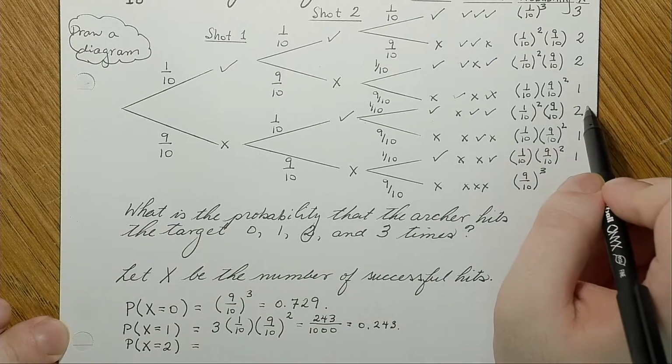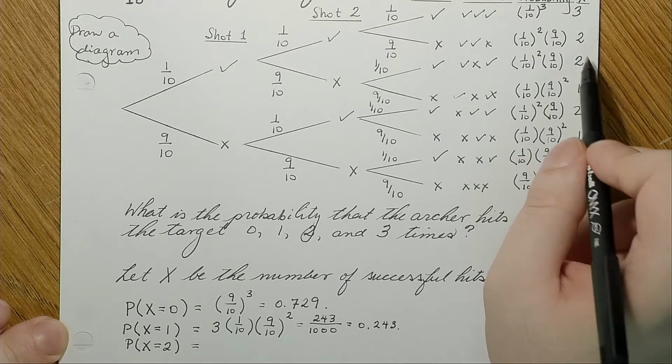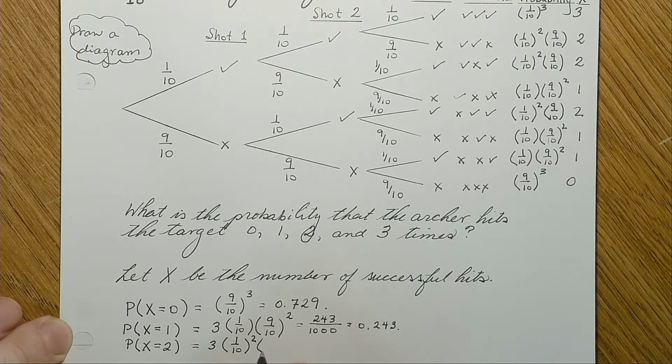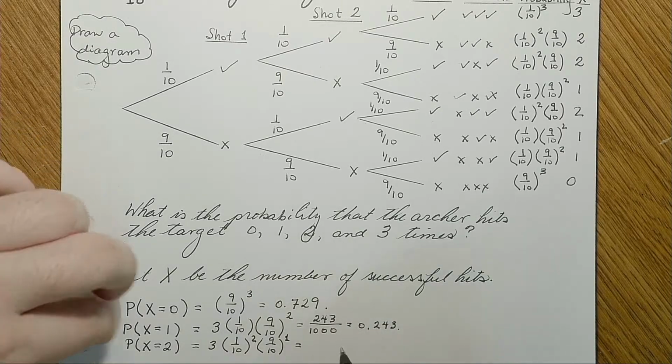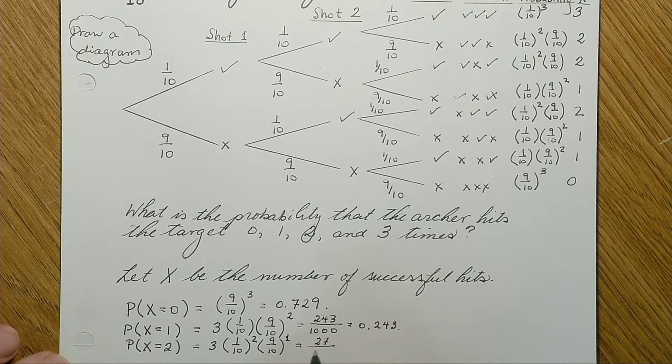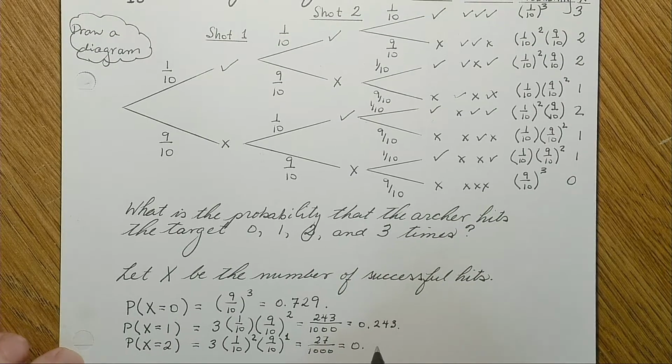Same thing if we look for the 2's. We have 2, 2, and 2, so that happens 3 times. And that's 1/10 squared, 9/10 to the 1. So I get 3 times 9, so that's 27 over 1,000. So that's 0.027.